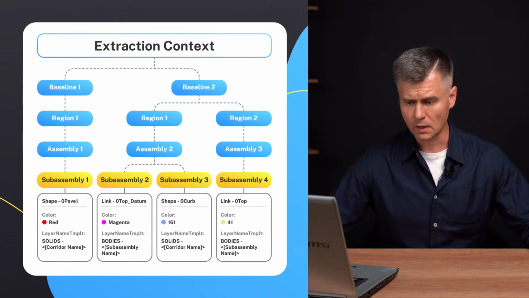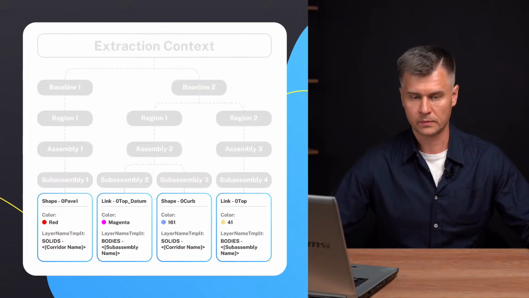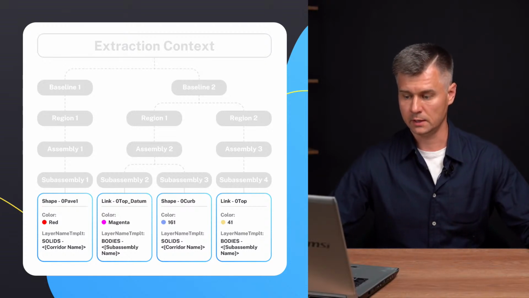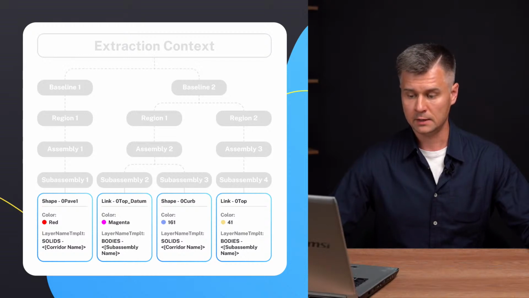So the final elements and nodes in the context are links and shapes with various codes. By default, export sets the color of the shape or link from the corridor. The name is the code set, and the layer name template is taken from the settings of the command. Either the template can be changed and applied to all exported solids or bodies, or the color and layer name template can be specified individually for every element node.